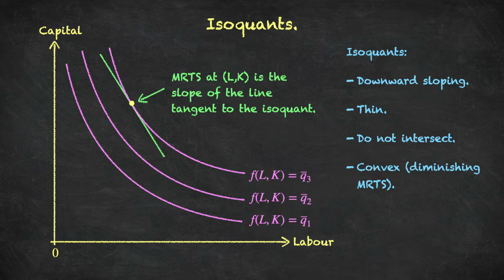Here I've identified the marginal rate of technical substitution at a particular point, this yellow point, which would be the slope of a line tangent to the isoquant. So this green line, which is tangent to the Q bar 3 isoquant at that point, the slope of that green line would be the marginal rate of technical substitution at that point, meaning the rate at which I can exchange capital for labour whilst maintaining the same level of output.